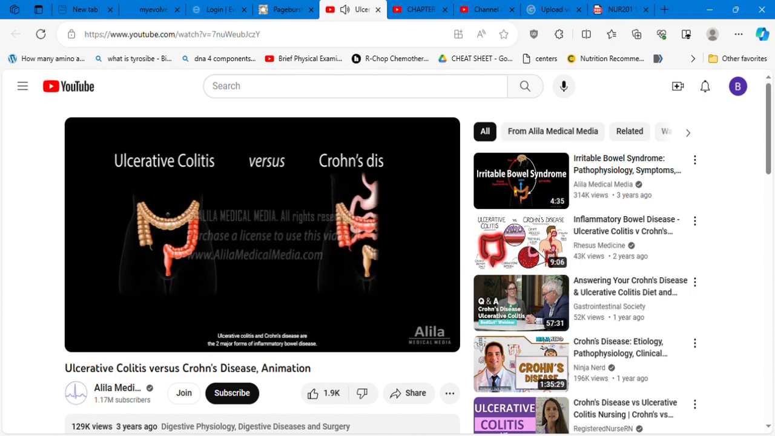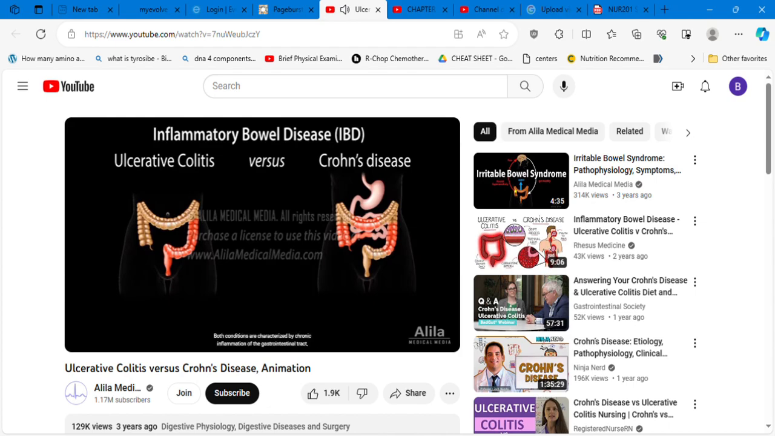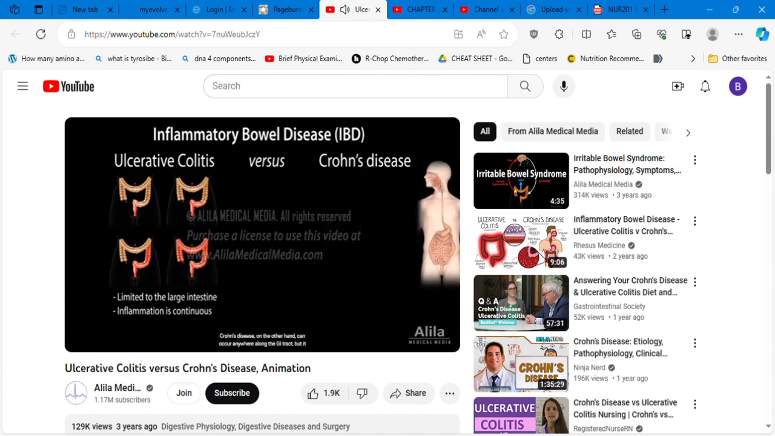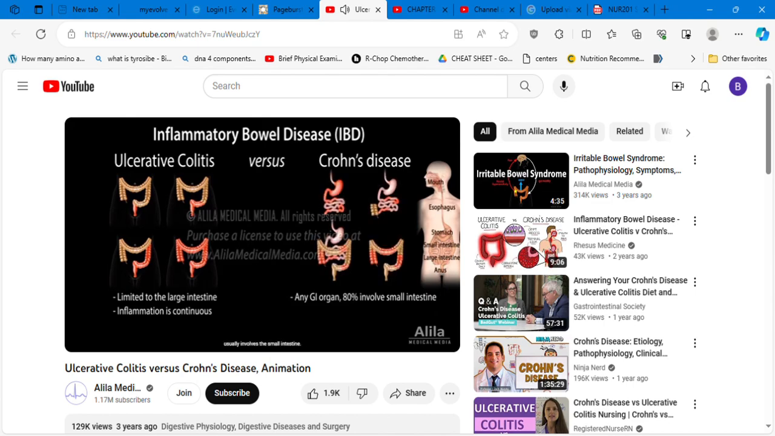Ulcerative colitis and Crohn's disease are the two major forms of inflammatory bowel disease. Both conditions are characterized by chronic inflammation of the gastrointestinal tract, or GI tract. Ulcerative colitis is limited only to the large intestine. It usually starts from the rectum and may remain confined to that location, or it can spread upward in a continuous fashion, affecting parts or all of the colon. Crohn's disease, on the other hand, can occur anywhere along the GI tract, but it usually involves the small intestine. Most commonly affected are the end of the small bowel, the ileum, and the beginning of the colon.